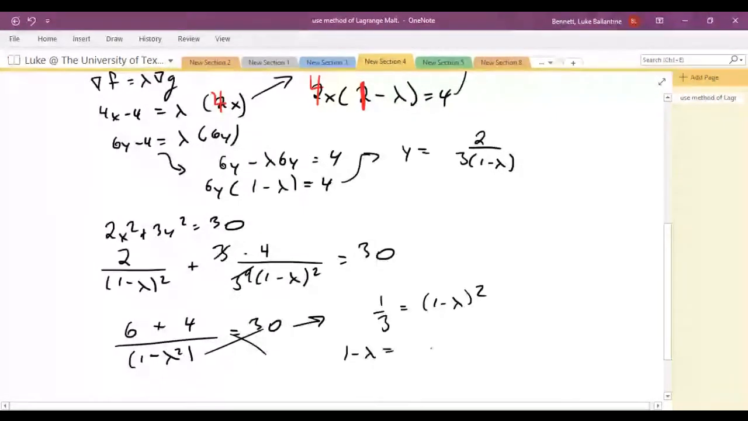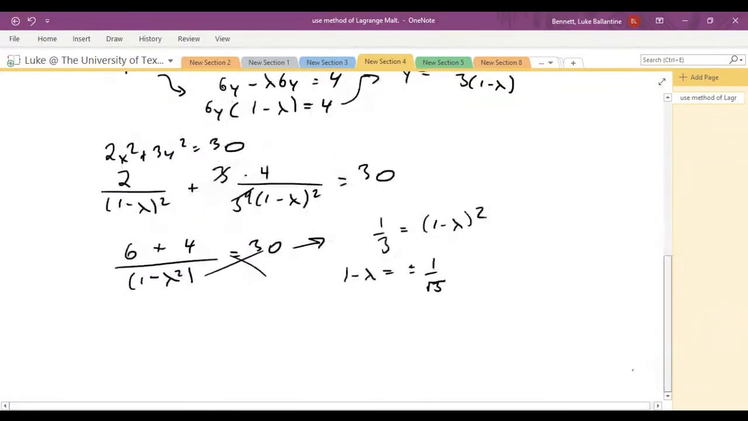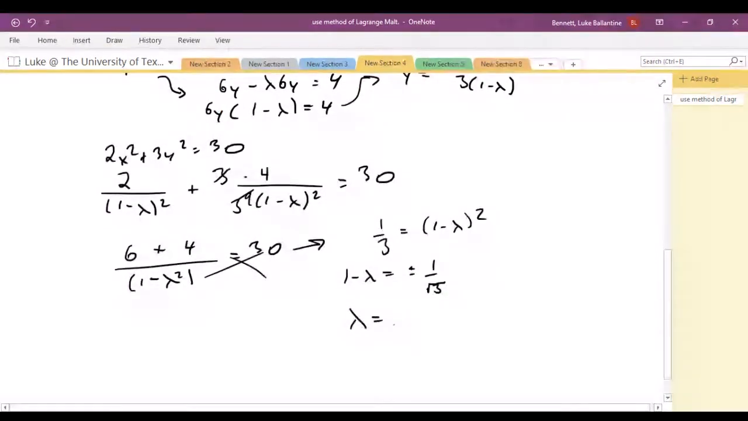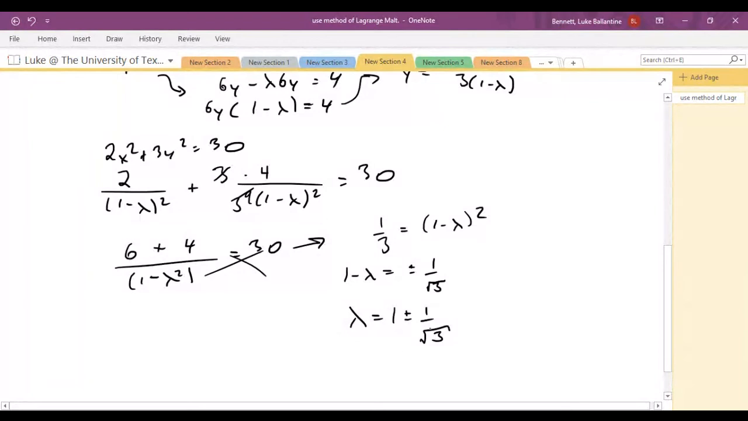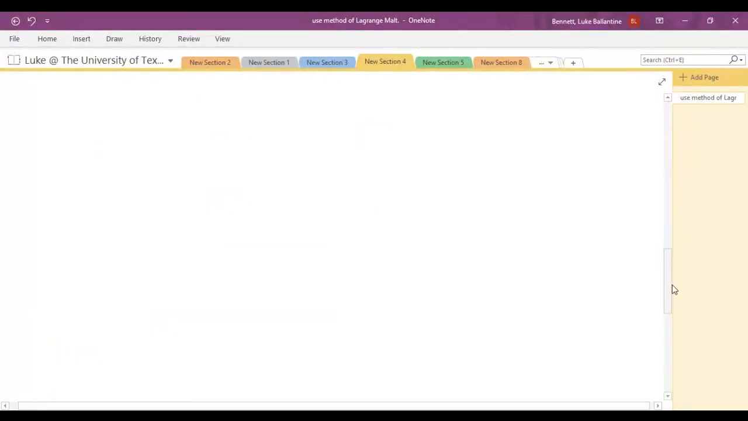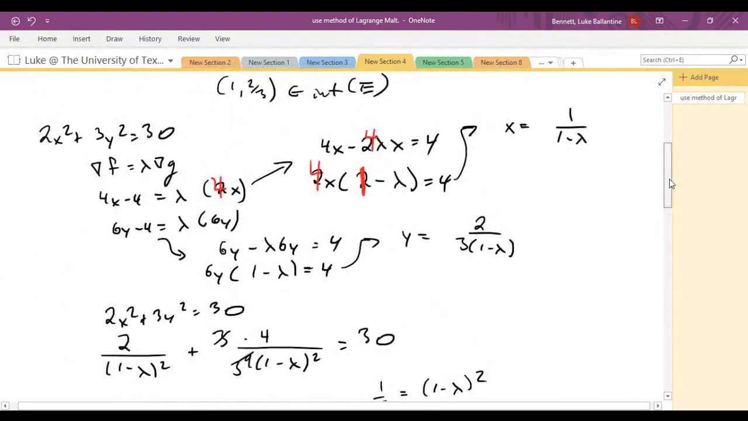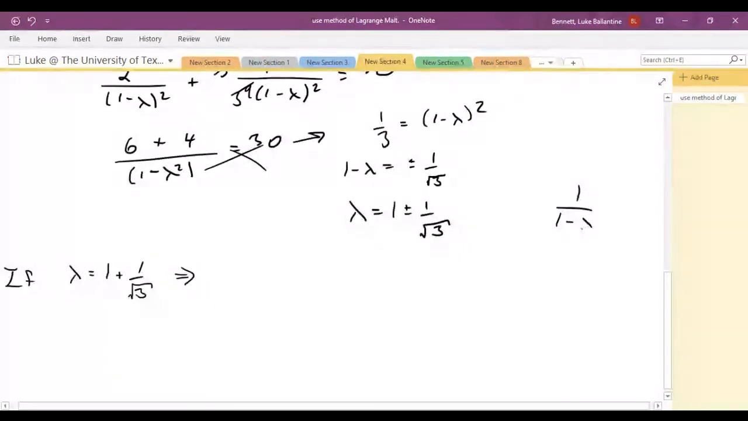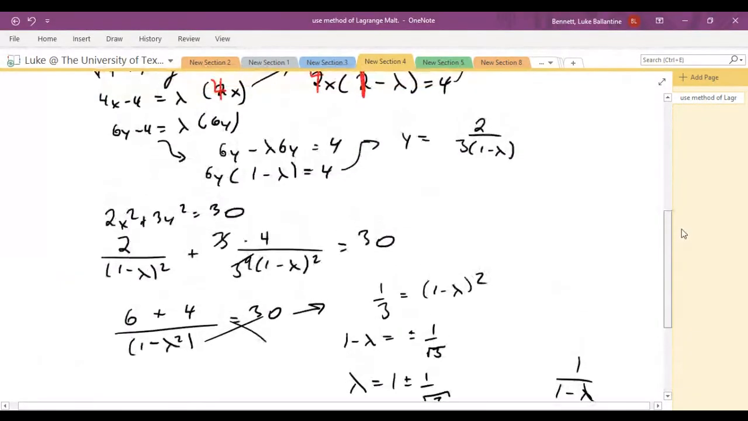1 minus lambda is equal to plus or minus 1 over root 3. Let's add and then subtract. We have lambda is equal to 1 plus or minus 1 over root 3. So we have two values for lambda, then we have two values for x and y. If lambda equals 1 plus 1 over square root of 3, then what do we get for x? For x, we have 1 over 1 minus lambda, and y was 2 over 3 times that.